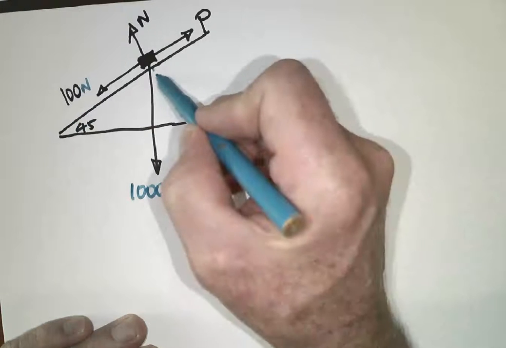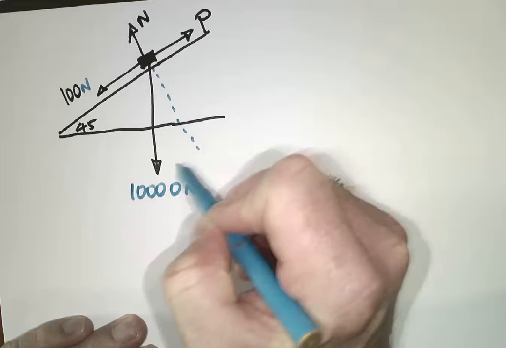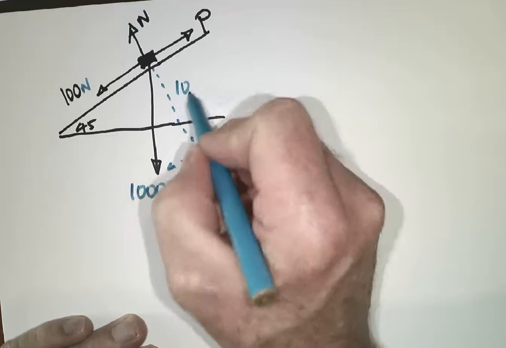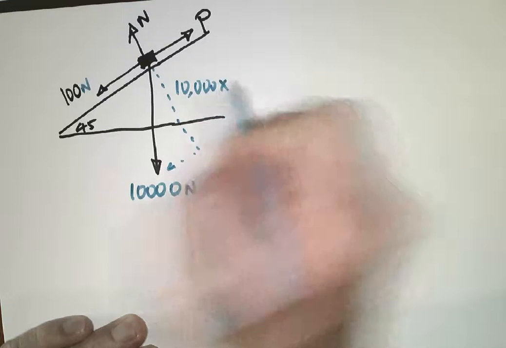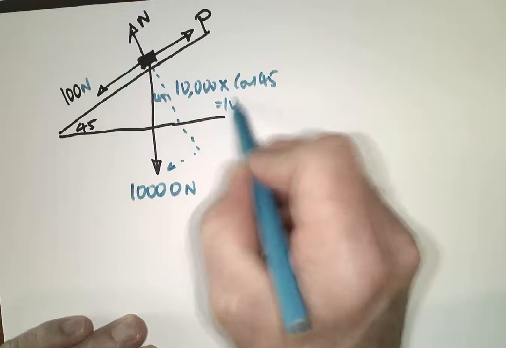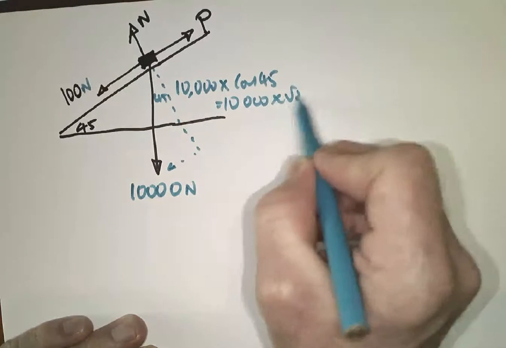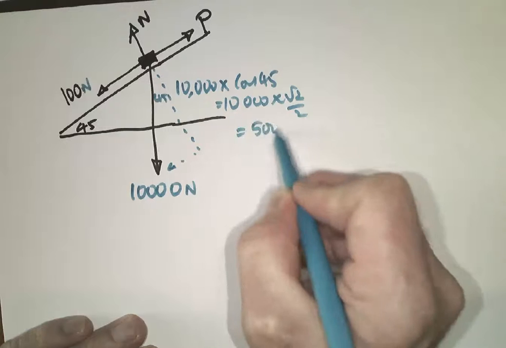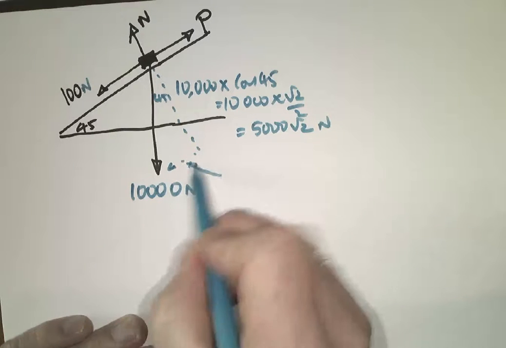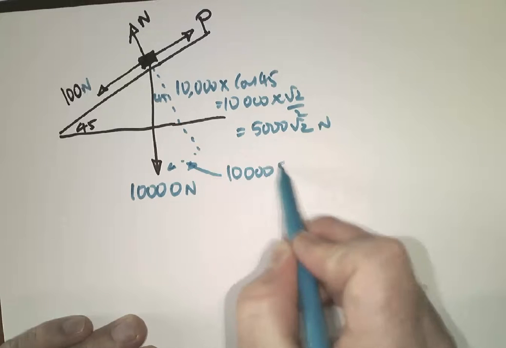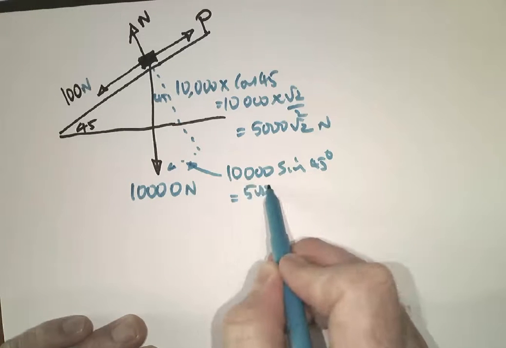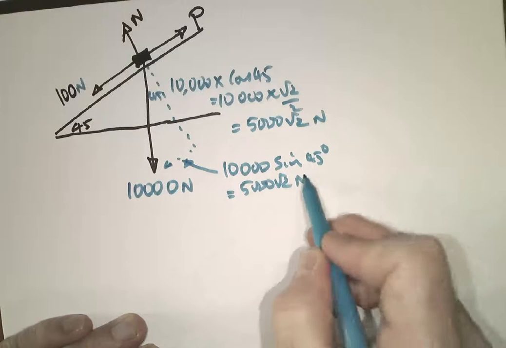I can break my weight force into two forces. Obviously, this isn't to scale. This will be 10,000 times the cosine of 45, which is 10,000 by root 2 on 2, which is 5,000 root 2 newtons. And this will be 10,000 times the sine of 45 degrees, which also equals 5,000 root 2 newtons.